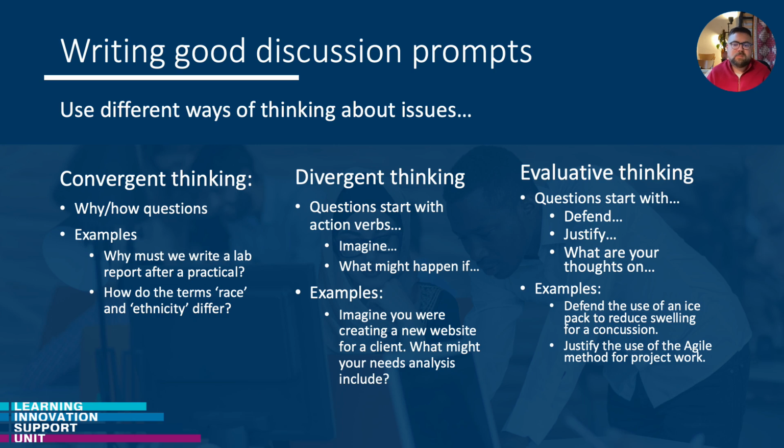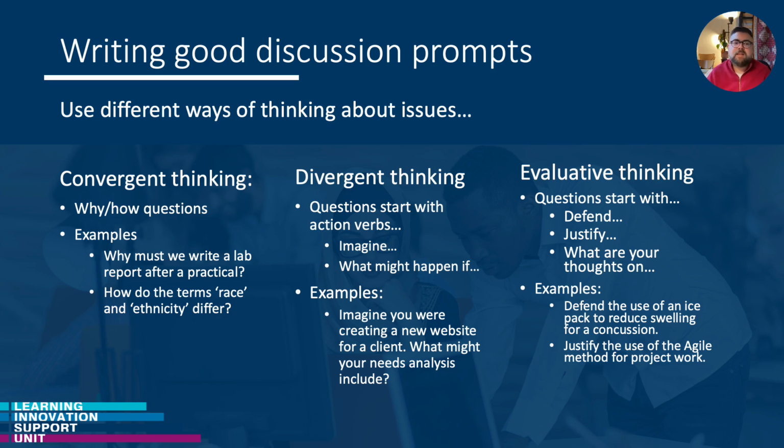And I've taken this from a particular resource, which is in the slides as well. There are 3 types of thinking that you can employ to write good questions: convergent, divergent, and evaluative thinking. Convergent thinking is asking those typical how and why questions. Why must we write a practical lab report after the fact? So it's just exploring those reasons why. Also, how questions: how do the terms of race and ethnicity differ? What's the difference between these two?